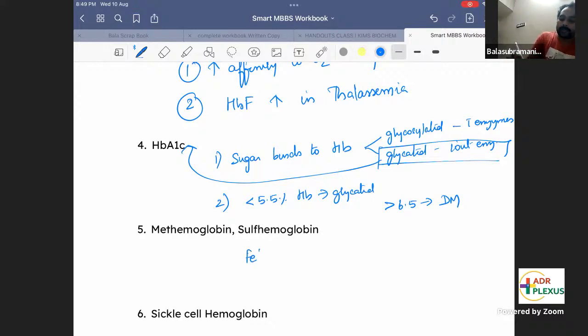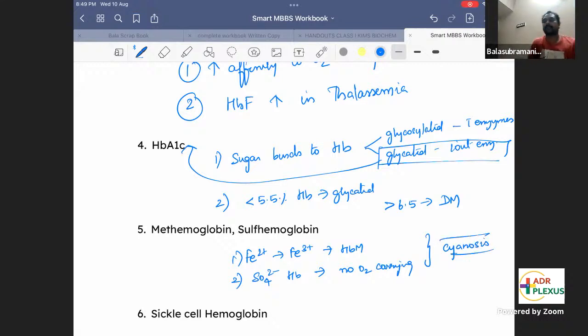Methemoglobin, I have told you, Fe2 plus to Fe3 plus. If there is sulfur attached to Hb, again, no oxygen carrying. So basically, these two cause a condition called cyanosis, or the bluish discoloration of the body.